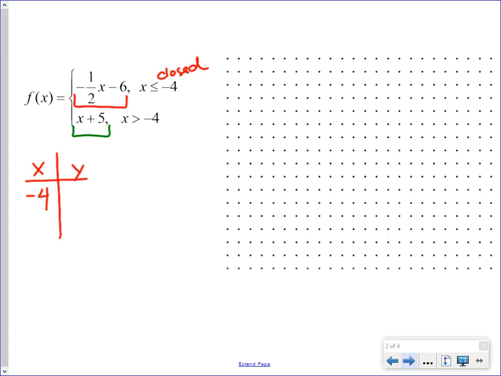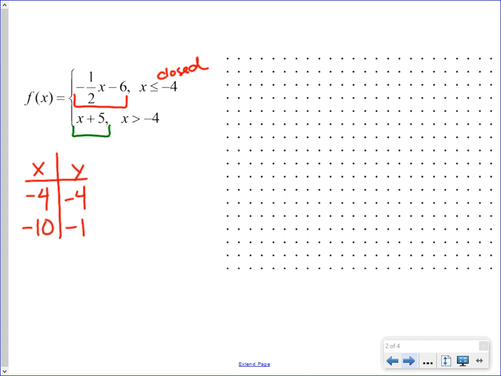And then because I can use that for all x's that are less than or equal to negative 4, I'm going to choose a value of x that's also less than negative 4. Maybe I'll just use negative 10 from the previous slide, but I could certainly use negative 5, negative 6, negative 7. So plug in negative 4. Negative 1/2 times negative 4 is positive 2. Positive 2 minus 6 is negative 4. And we already did negative 10 on the previous slide, and we got negative 1.